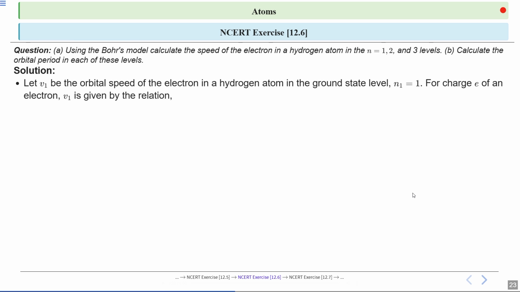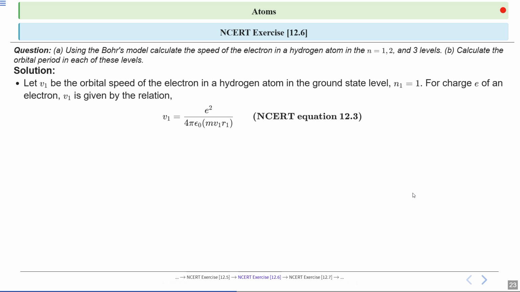We are calling the electron speed in the ground state v1, and n1 equals 1. The charge of the electron is represented by e. The formula we are about to use relates the electron's speed to these variables.